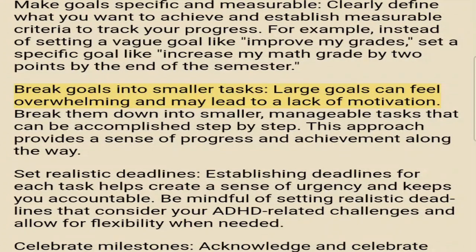Break goals into smaller tasks. Large goals can feel overwhelming and may lead to a lack of motivation. Break them down into smaller, manageable tasks that can be accomplished step by step. This approach provides a sense of progress and achievement along the way.